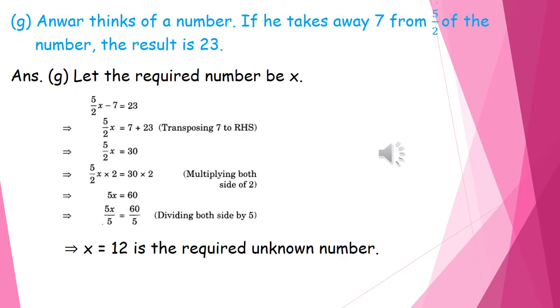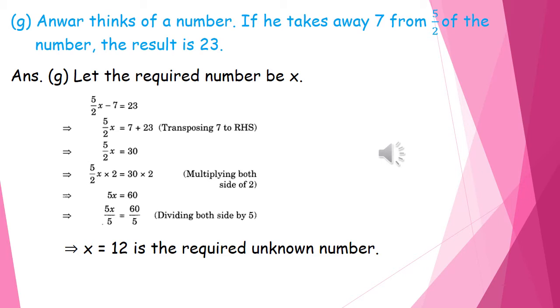Part G. Anwar thinks of a number. If he takes away 7 from 5 by 2 of the number, the result is 23. Let the number be x. 5 by 2 of x minus 7 is equal to 23. So 5 by 2 of x is equal to 7 plus 23. We are transposing 7 to the right hand side by changing its sign. So 5 by 2 x is equal to 7 plus 23, that is 30.